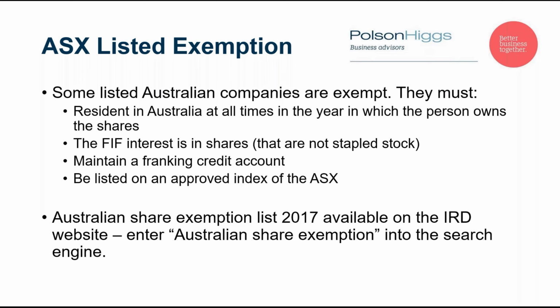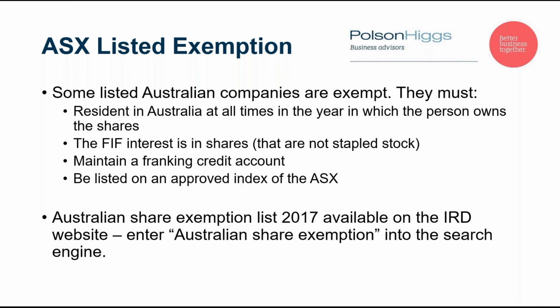So to qualify for that exemption, my foreign company needs to be resident in Australia for the whole time during the year. So one that was American, moved to Australia, or was Australian, moved to America, won't qualify for the exemption, needs to be Australian resident the whole time. Same deal if they move from New Zealand to Australia or vice versa. We need to have our interest in shares, so other kinds of investments that might be listed, such as stapled stock, not going to count for the exemption.